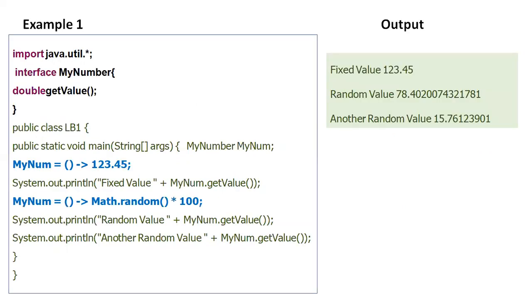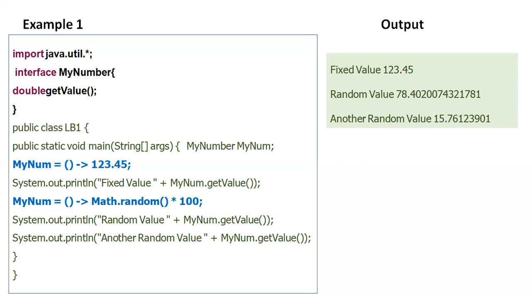Here is an example of a lambda expression. import java.util.*; interface MyNumber is a functional interface with double getValue; public class LB1, public static void main, curly braces open. myNum is the object of the interface. myNum equals parentheses open and close, the arrow symbol, and a fixed value such as 123.45. The value can be passed to the functional interface. System.out.println the fixed value, myNum.getValue.